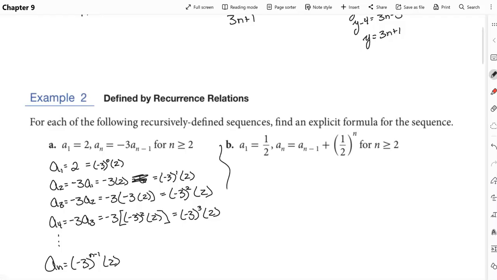Let's look at that next one. We have A sub 1 equals 1/2. And then my formula is A sub n equals A sub n minus 1 plus 1/2 to the n. And that's going to work as long as n is greater than or equal to 2. And they're giving us that starting point as 1/2. So A sub 2 is going to be A sub 1 plus 1/2 squared. So I'm going to have A sub 1, which is 1/2, plus 1/2 squared. So I'm going to leave it like that for now.